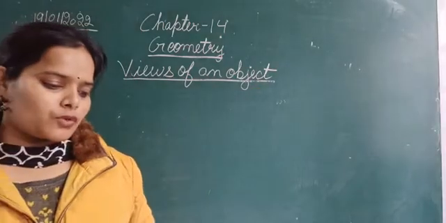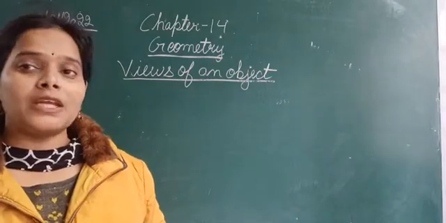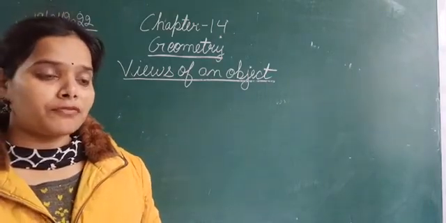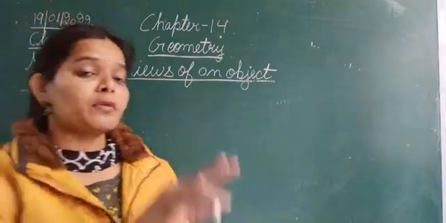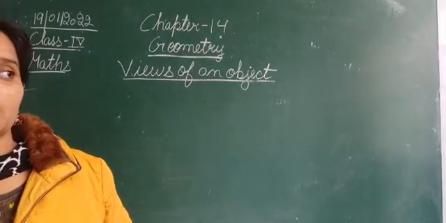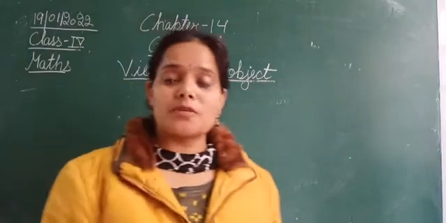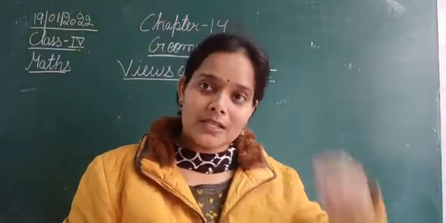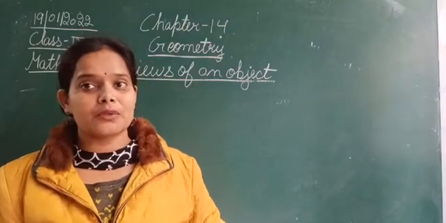So first of all, what is the meaning of views of an object? The meaning is that if we view something, देखो view of an object, अगर हम किसी भी चीज़ को देखते हैं तो हमें देखने में वो कैसी लगती है. If we see something, how it appears to us, this is the meaning. So similarly in mathematics, it has a very different view. That we will discuss in today's session.